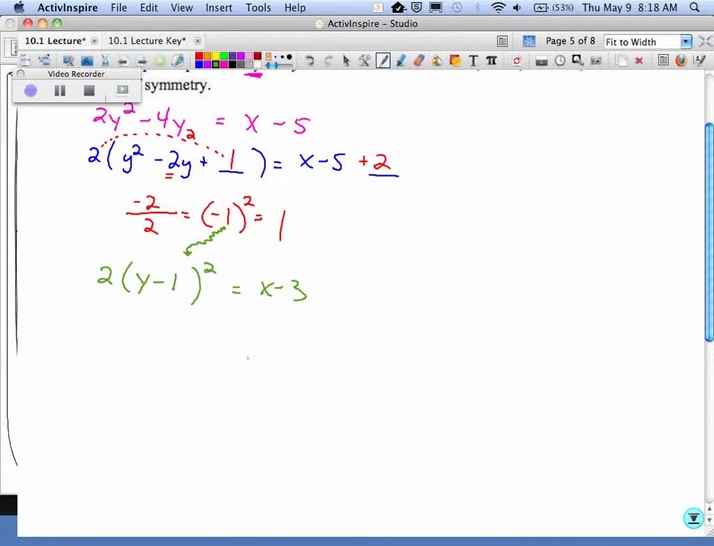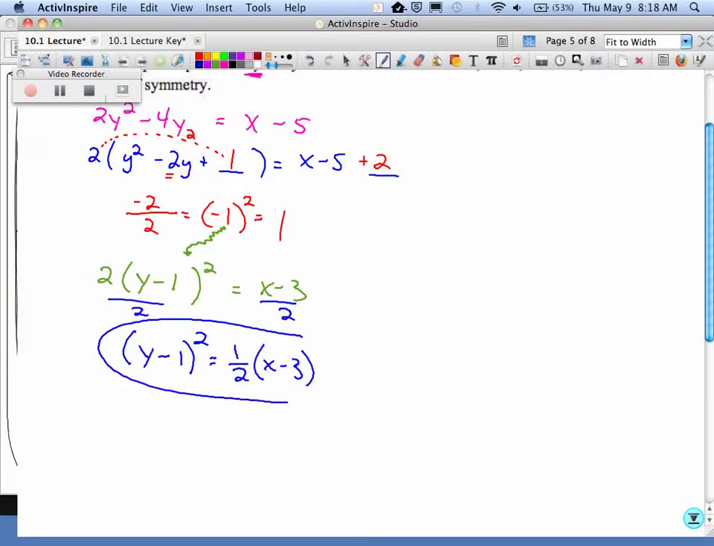Where do we want the coefficient that we're going to set equal to 4p, so that it's the same every time we do these problems? I want it over here. So when I divide by 2 on both sides, what I really end up with is y minus 1 quantity squared is equal to 1/2 times x minus 3.